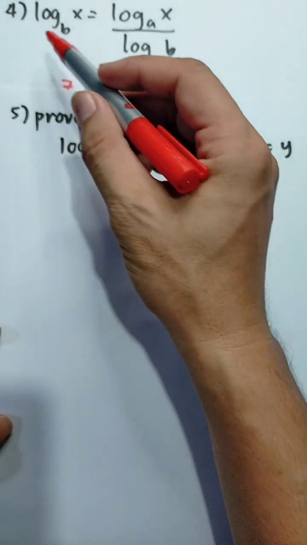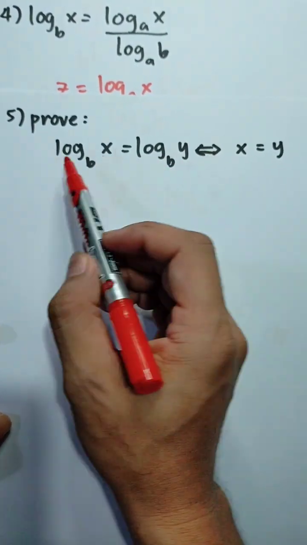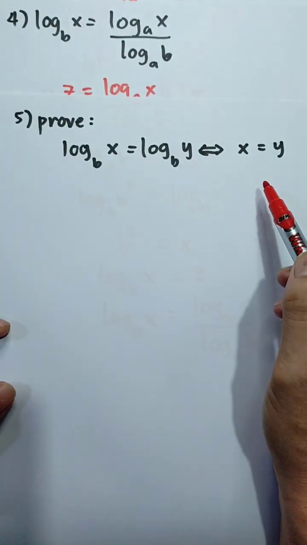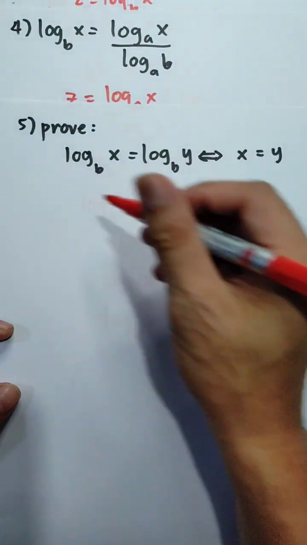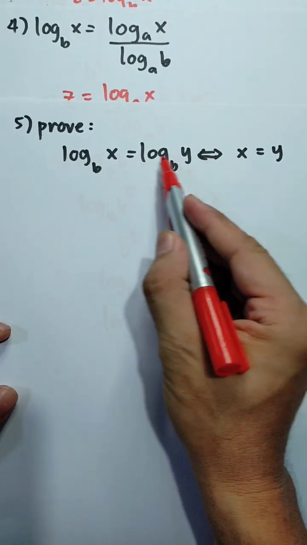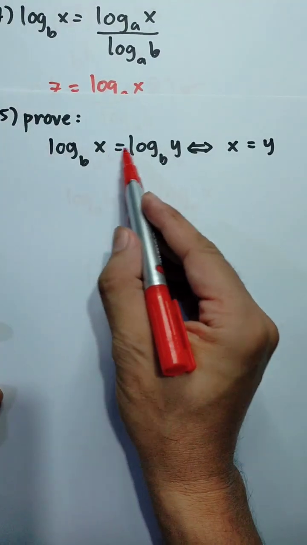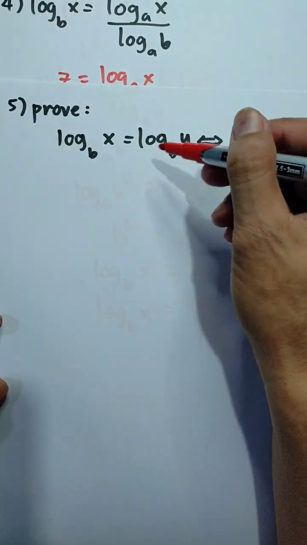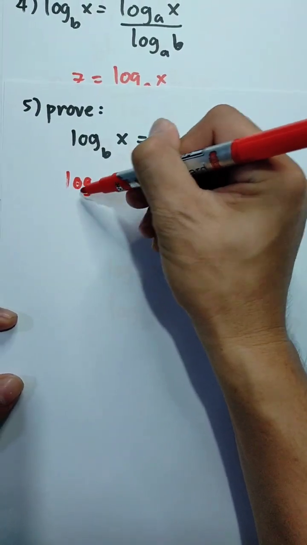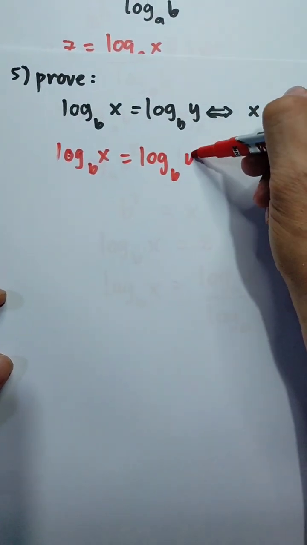Now let's prove our claim that if log base b of x equals log base b of y, then their arguments are equal. The proof is very easy, it's trivial. Let's begin from this. This means if and only if, so this implies this, and this side implies this side. Let's begin from the left side of our equation. That's log base b of x equals log base b of y.